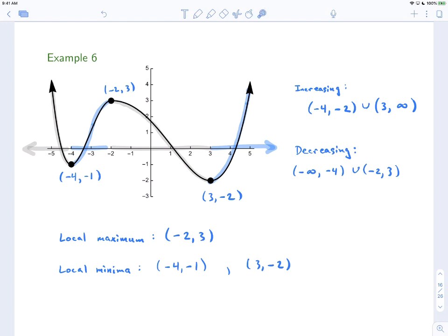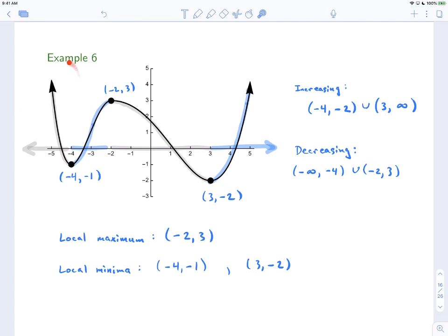Now, again, you have to be a little bit careful because the notation for intervals is similar to the point notation. So you have to be careful you know what you're talking about. Here we're talking about the intervals where it's increasing and the intervals where it's decreasing. Here we're looking at points. So these are coordinates of points that you see here.